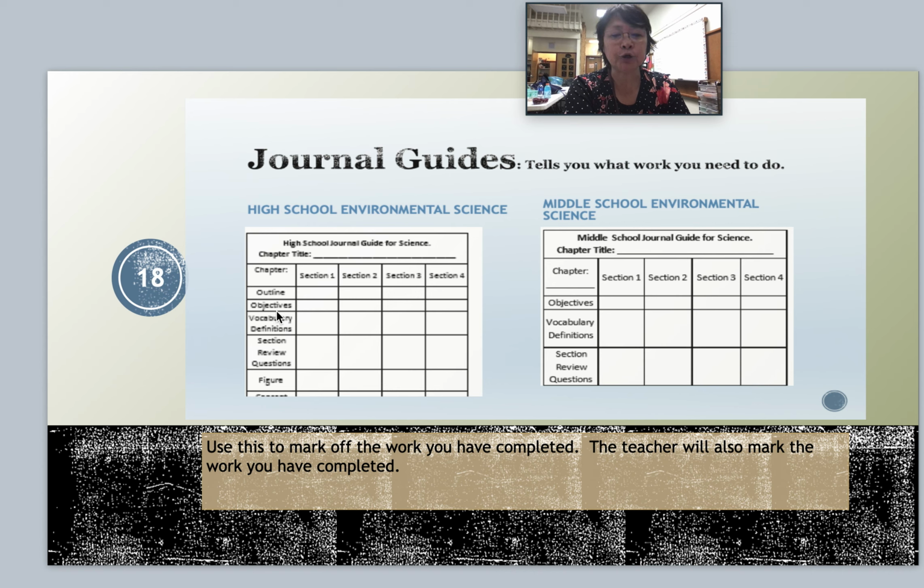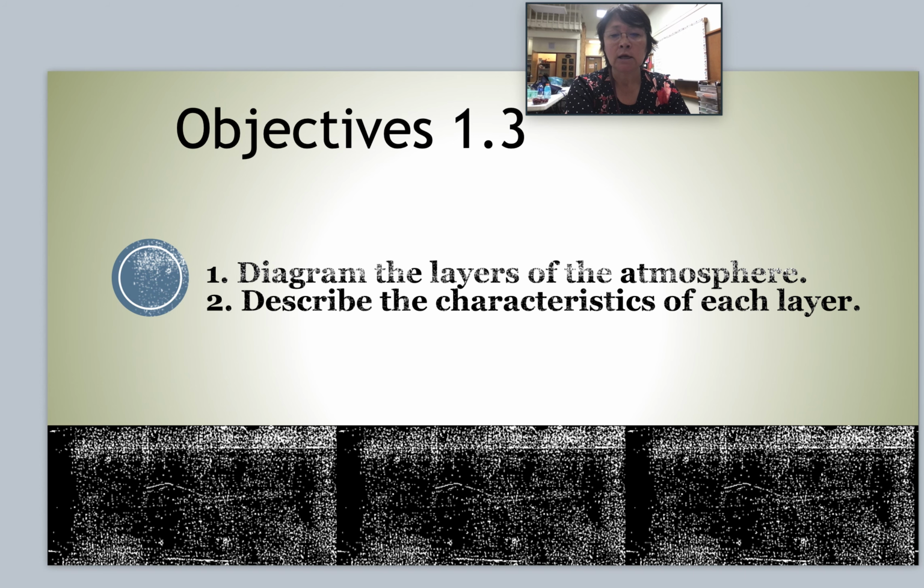Next, within the journal guide are the objectives. And again, we're in section 3. So the objectives for 1.3, again, I strongly encourage you when you are doing your journaling, is that you're writing the title of the work that you are to be doing. So this is objectives 1.3.